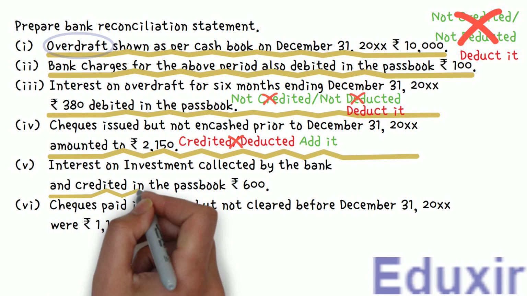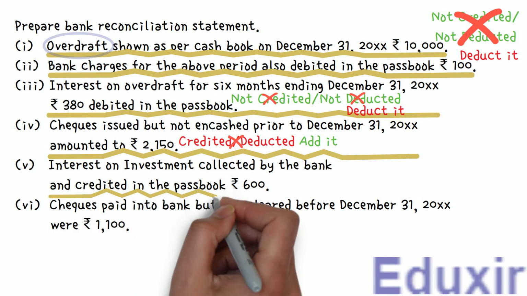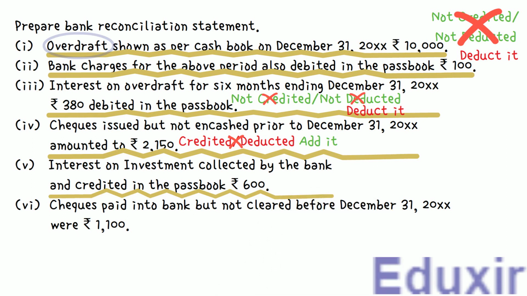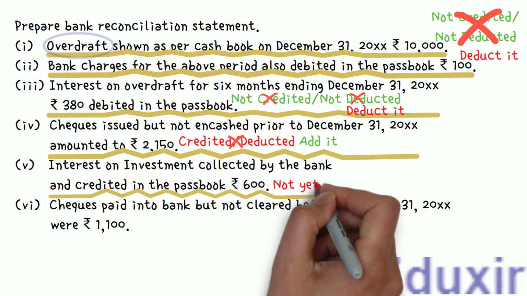Here it is specified that an interest amount of 600 rupees on investment is collected by the bank and credited in the passbook. As we have discussed earlier, the banks can be authorized to collect the interest on investments on behalf of the business. However, when the bank collects this interest amount on the investment, the business does not know about these collections until the bank statement is received. So, this interest amount will not be debited in the business cash book.